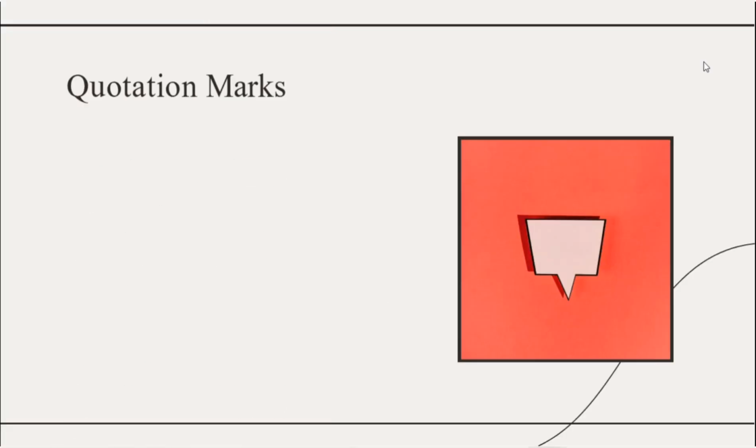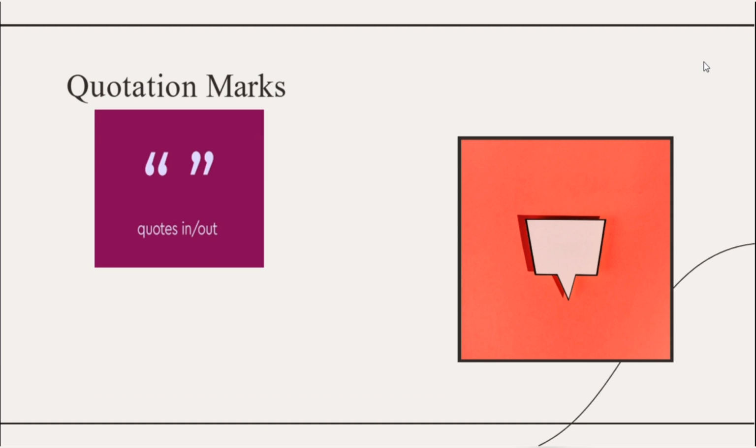mark. So what is the quotation mark? The quotation mark is a type of punctuation used for setting words and passages apart from the rest of the text.